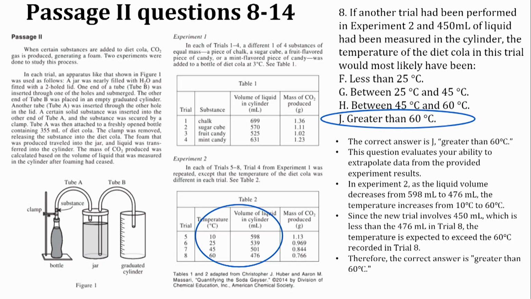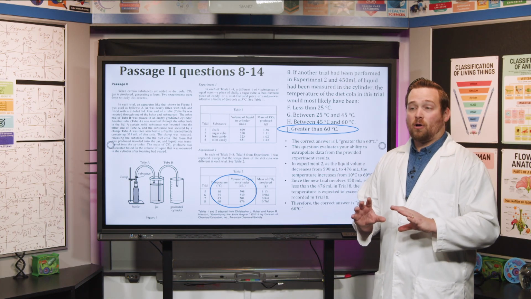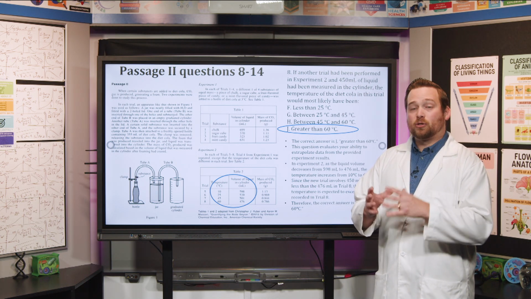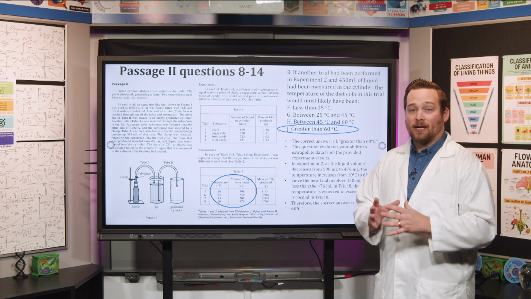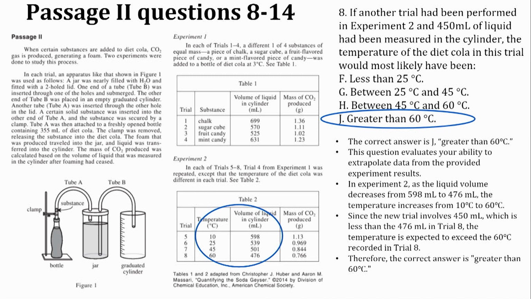When you're looking at tables like this, you might not have time to find all the information that goes along with it, but one thing you're usually going to get questions about are trends. A trend is a pattern that the data is trying to show. This has a very strong trend going on. What's happening is that as you get less and less liquid in the cylinder, you can see that the temperature is going up for each one. So the more liquid you have, the lower the temperature is. You can use that information to answer this question, okay?